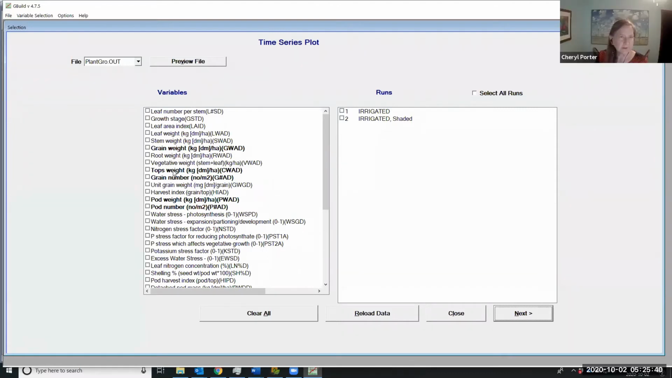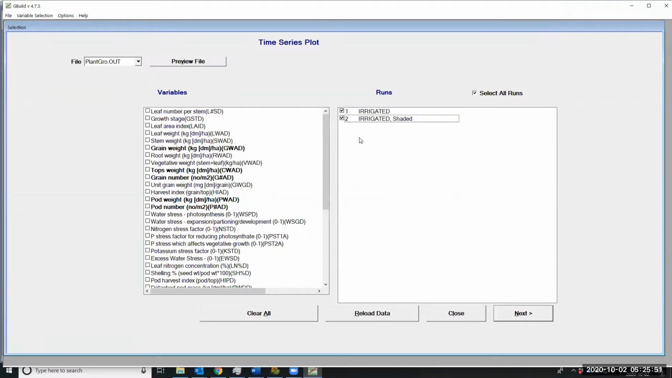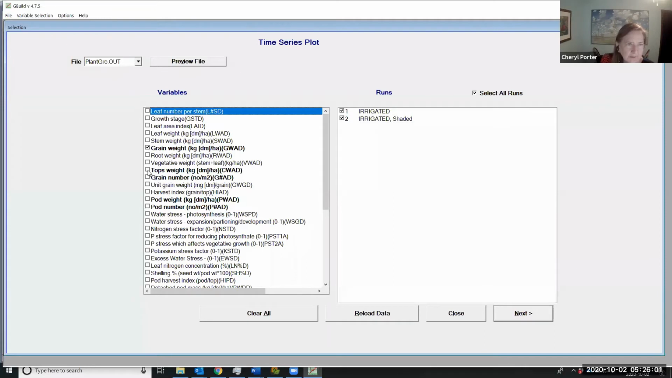And you can see by the variables that are bold that we have file T data to compare against. Okay. So I'm going to look at grain weight and tops weight at the same time for both the control and the shaded.